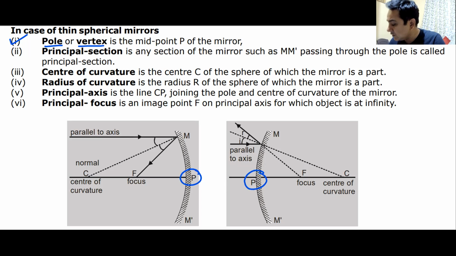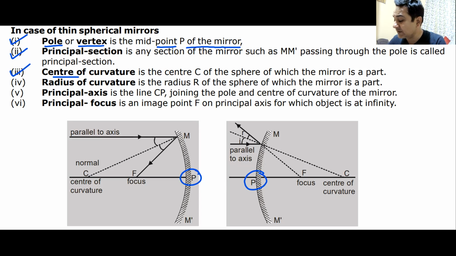Do we see the two P's here? This is nothing but the midpoint P of the mirror. I've also shown you in the previous diagram, the midpoint P of the mirror is known as the pole of the mirror. Principal section, we don't require this. Any section of the mirror, you take any portion of the mirror, that is known as the principal section.